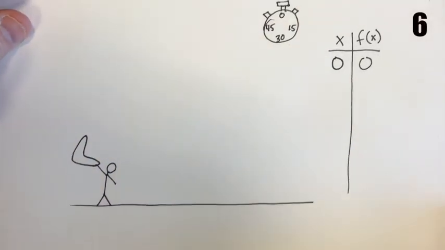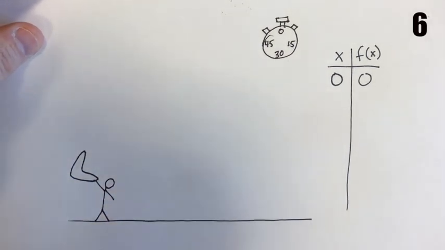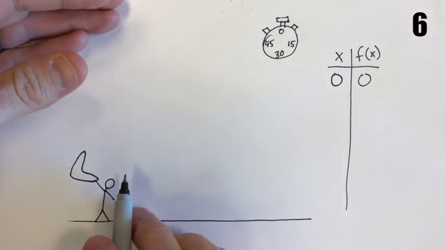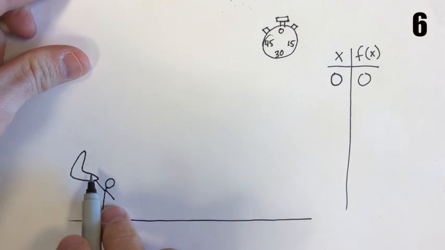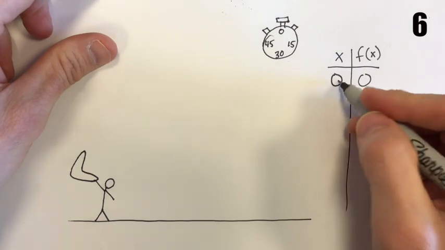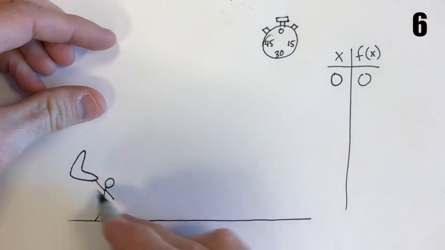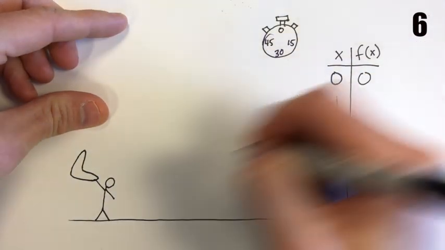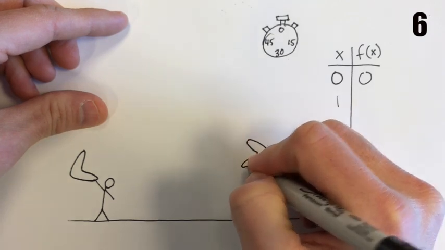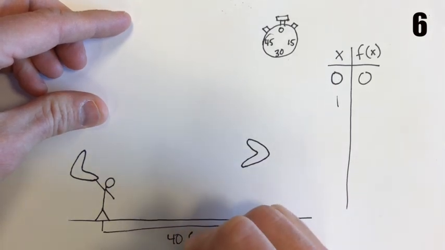Okay, in this example, we've got a man throwing a gigantic oversized boomerang, and x is going to be the time after he starts to throw it, and f of x is going to be the distance that this boomerang is from the man. So at 0 seconds, right when they started, he's about to throw it, it's 0 feet away. He throws it, and after 1 second, this boomerang is now over here somewhere, and that is at a distance of 40 feet away.